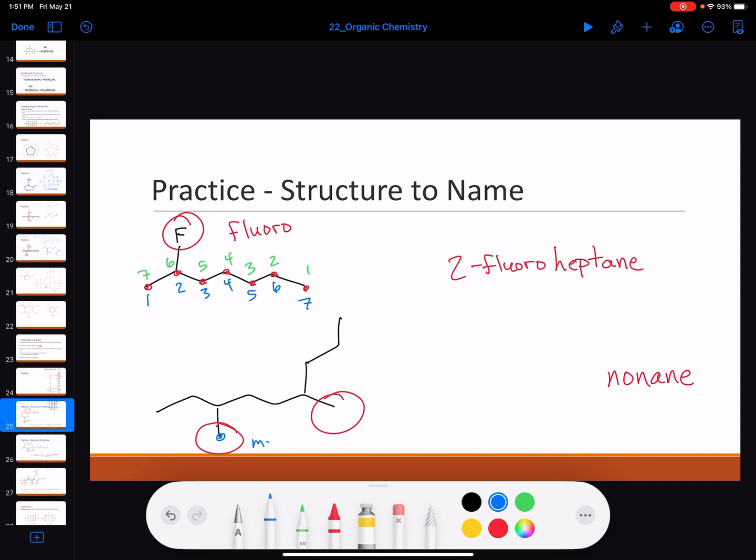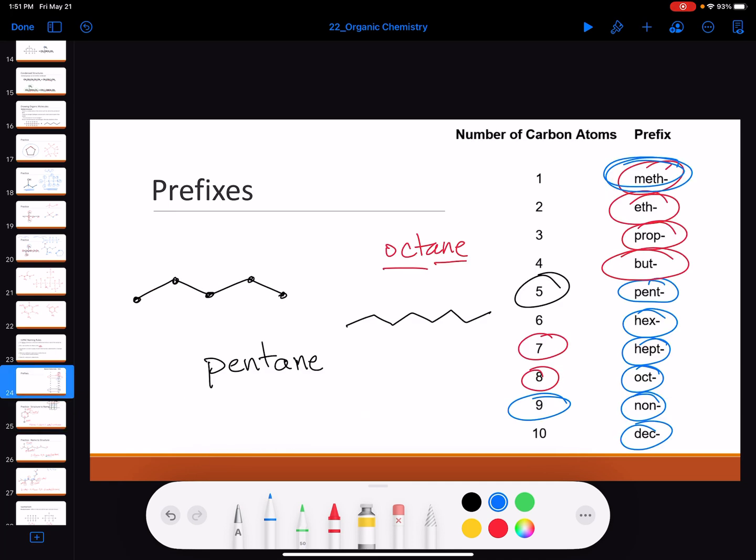Instead, I'm going to put a YL ending, so methyl. That's a methyl group because it's just a 1-carbon branch coming off of it. Sure enough, this is also a methyl group over here because it's just 1 carbon that's branching off. If it was 2 carbons branching off, it would be ethyl. If it was 4 carbons, it would be butyl. 7 carbons branching off, heptyl, right?